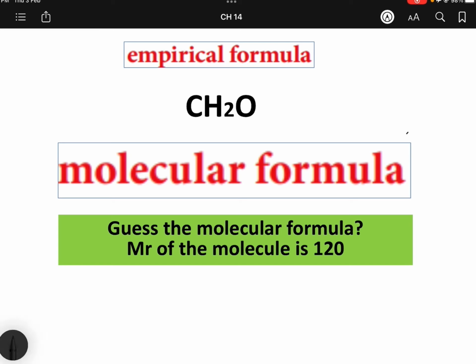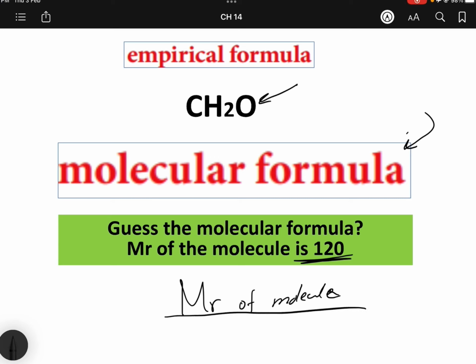How can I calculate or determine the molecular formula if you were given the relative molecular mass of the molecule and you were given the empirical formula? So first of all, you will take the Mr of the molecule that you have. This molecule is unknown to you. You don't know the molecular formula of this molecule. It's multiplied by 2, by 3, by 4, we don't know. So we will put the Mr of this molecule over the Mr of the empirical formula.